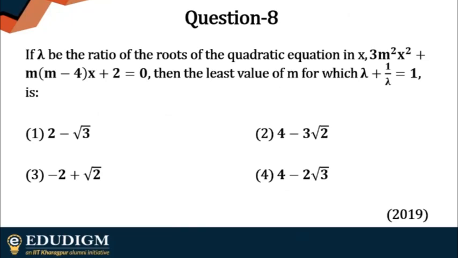So lambda is the ratio of the roots of the quadratic equation in x. You have been provided with the quadratic equation, and lambda is the ratio of the roots. Okay, so you have to find out the least value of m, for which lambda plus 1 by lambda is equal to 1. So just try this one out.